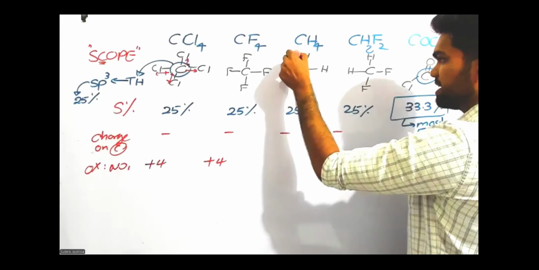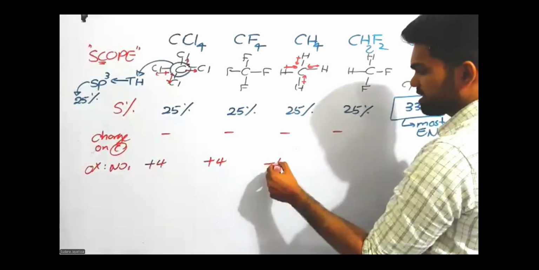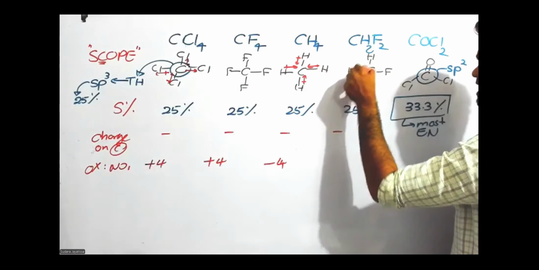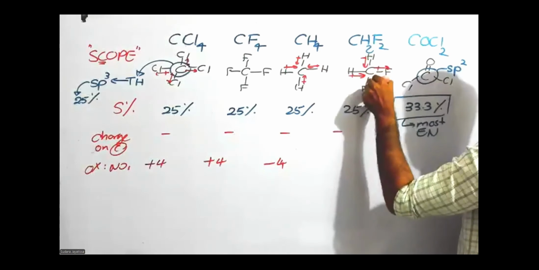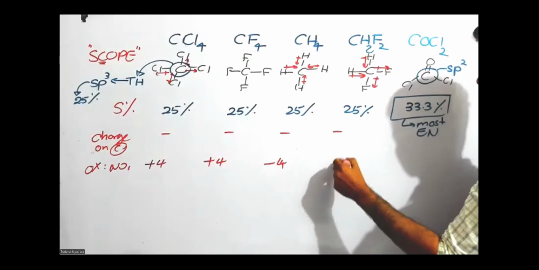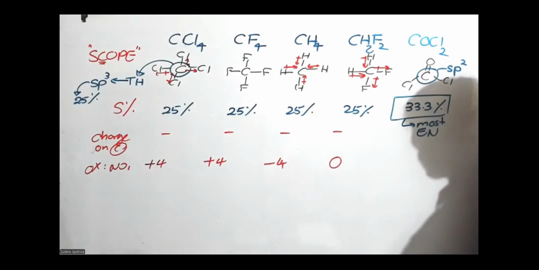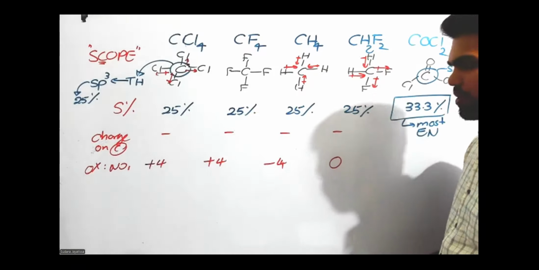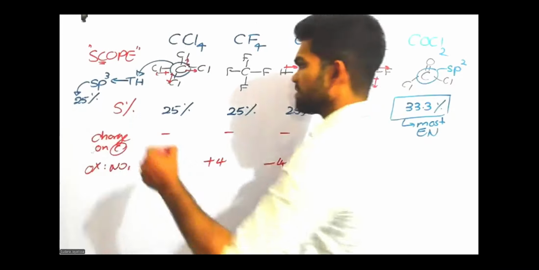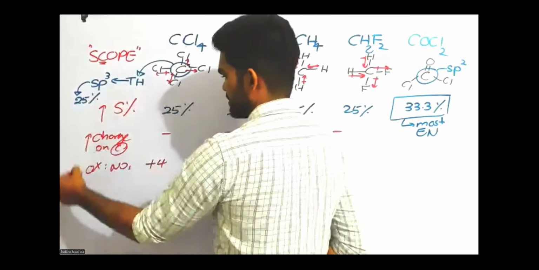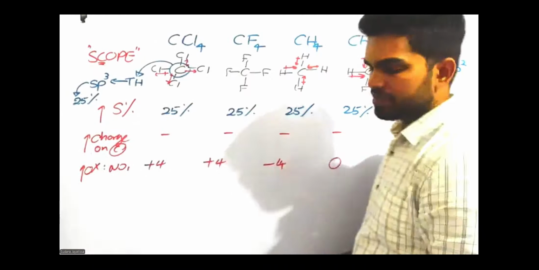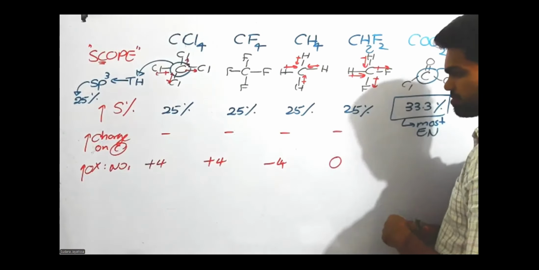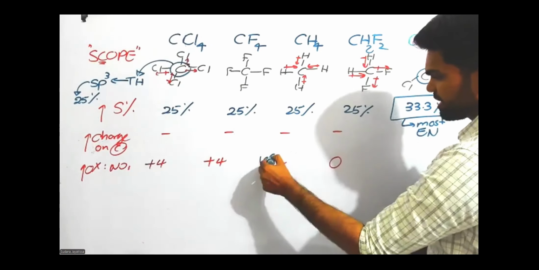It gains electrons. It gains 4 electrons partially, so the oxidation number is -4. Here, it gains 2 electrons and loses 2 electrons. Gain 2, lose 2, so no net gaining or losing. Oxidation number 0. If the oxidation number is higher, your electronegativity is going to be higher. So this one has the lowest value. This is going to be the least electronegative.